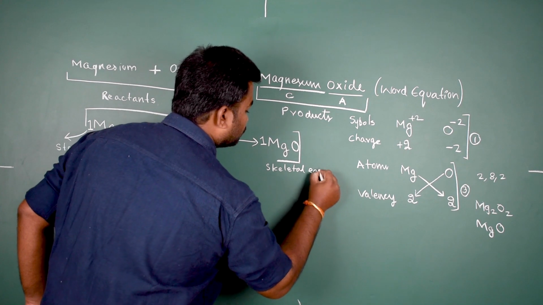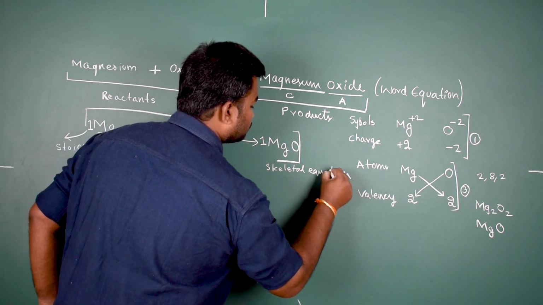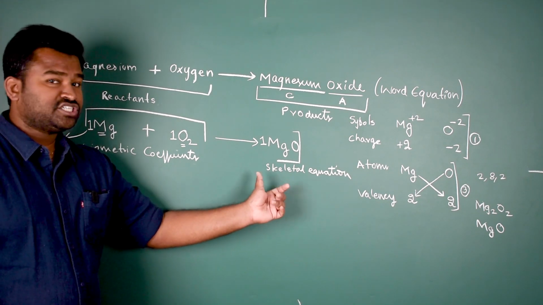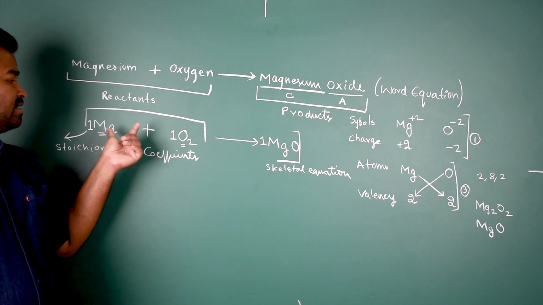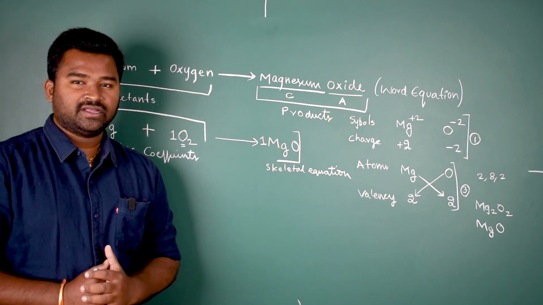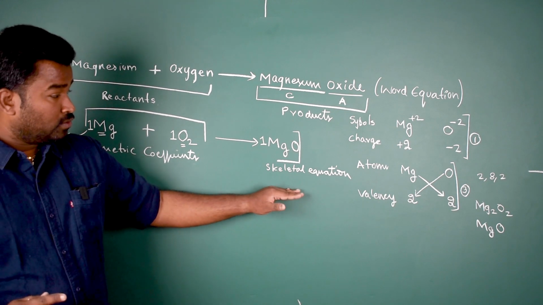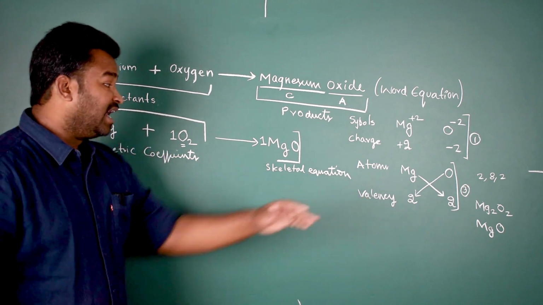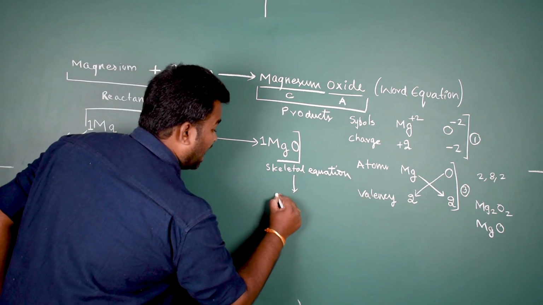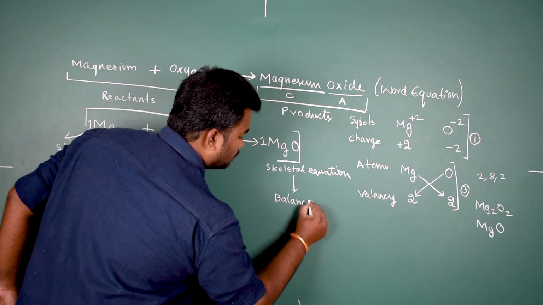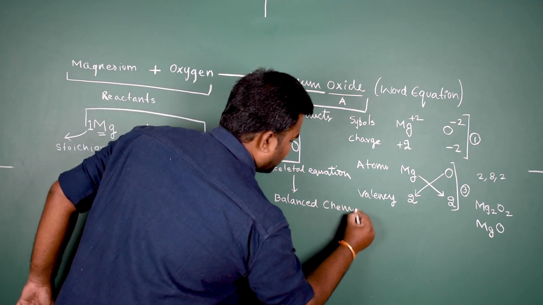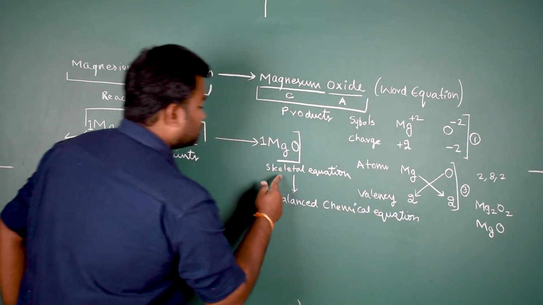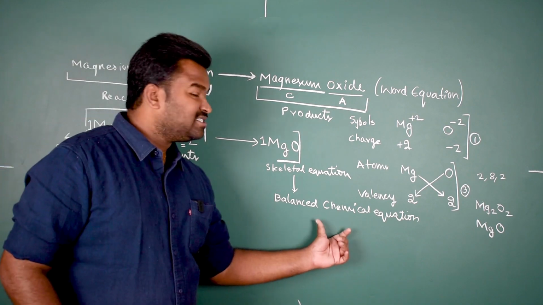Hence the equation which is not balanced on the reactant side and product side is known as a skeletal equation. Understand? And the skeletal equation gives you what is reacting with what and to form what. And as we have said, this is an incomplete equation. So there is more to the skeletal equation, that is nothing but a balanced chemical equation. So out of this skeletal equation, how do we get the balanced chemical equation?